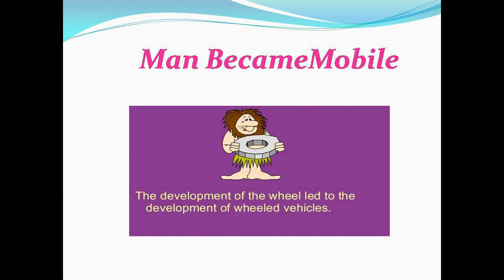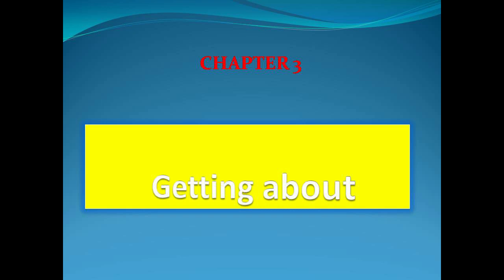And man became mobile. Don't forget, children, that traveling became easier due to the development of the wheel, which led to the development of wheeled vehicles. So, children, today we'll learn how to get about, means how to move around with the help of various vehicles or different means of transportation.